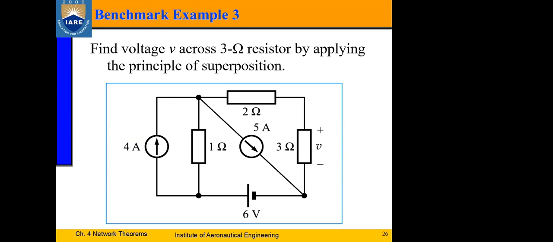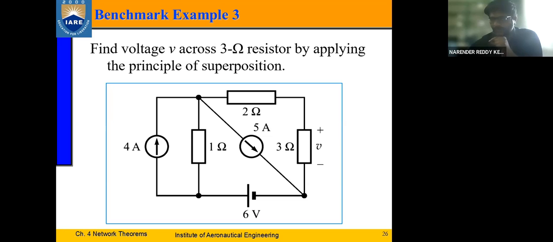It is, sir. So you're able to follow, right? So we need to consider only one source at a time. In case 1, we are considering the 4 amps source acting alone, and the other corresponding sources have to be replaced with their internal resistances. The internal resistance of a current source is an open circuit, and that of a voltage source is a short circuit. So you replace them.